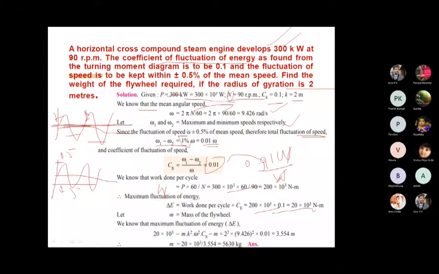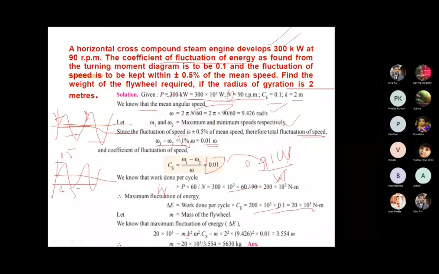Now we have to find the mass of the flywheel. So what is the relevant formula for finding the mass value? The relevant formula for mass: delta E equal to m into k square omega square Cs. Okay, this is the formula. So the delta E value we found, right? We found 20 into 10 power 3. So substitute 20 into 10 power 3 here.